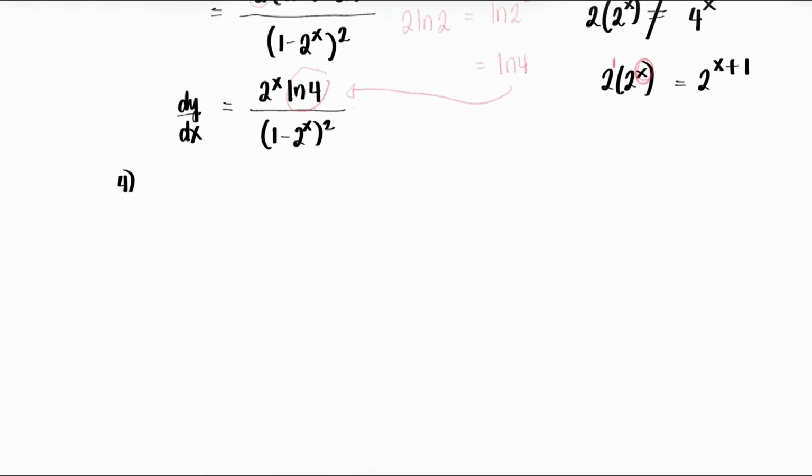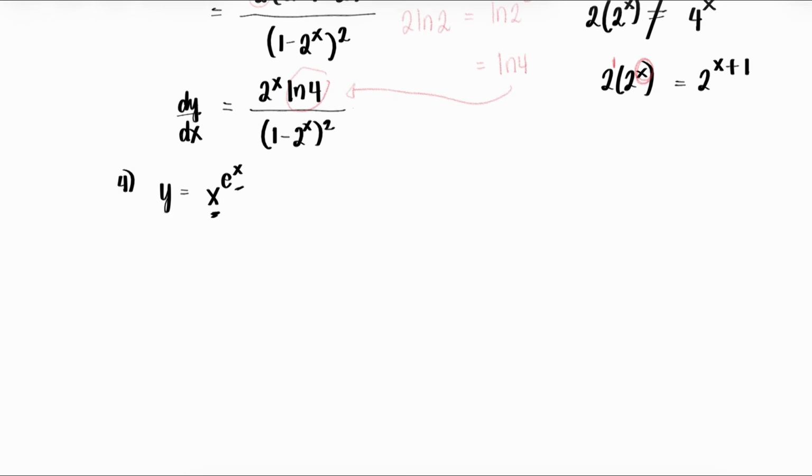Okay, fourth example, we want to find now the derivative of y equals x to the power of e to the power of x. So as you can see here, we have an exponential function. We have a variable as a base and a variable as an exponent. So what we can do here is to use logarithmic differentiation.